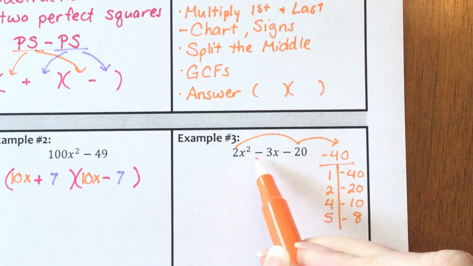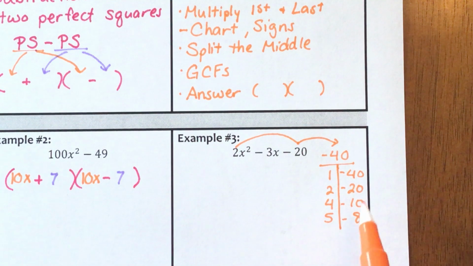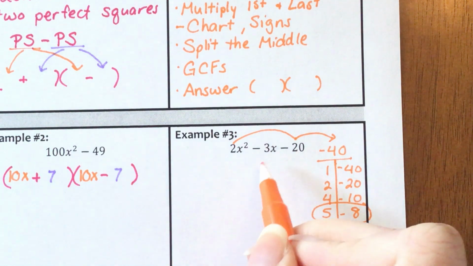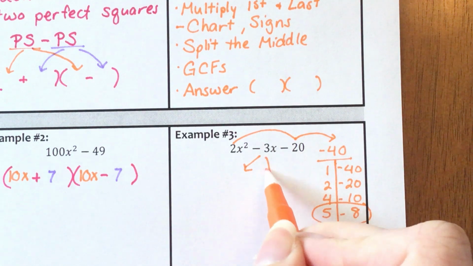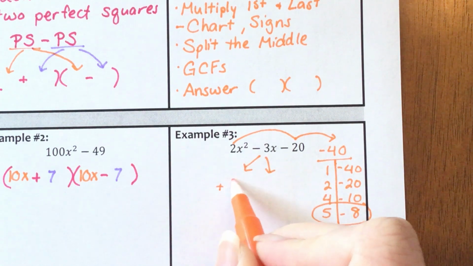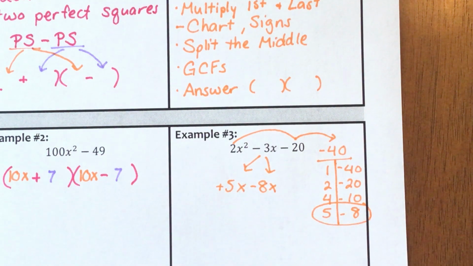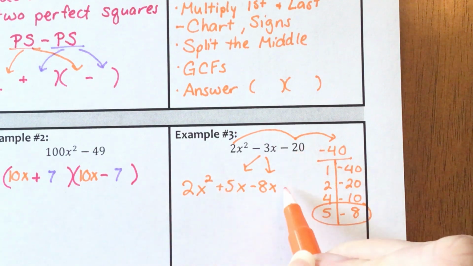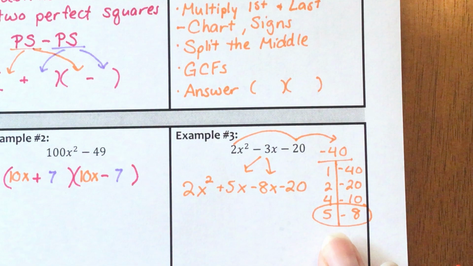Our 2 numbers have to add up to get negative 3. So we compare each one of these rows and find that 5 and negative 8 add up to negative 3. So we're going to take that middle term, which is negative 3x, and split it up into plus 5x minus 8x. And then we'll bring down the first term, 2x squared, and our last term, negative 20. At this point, we're totally done with the chart, so I'm going to cover that up.